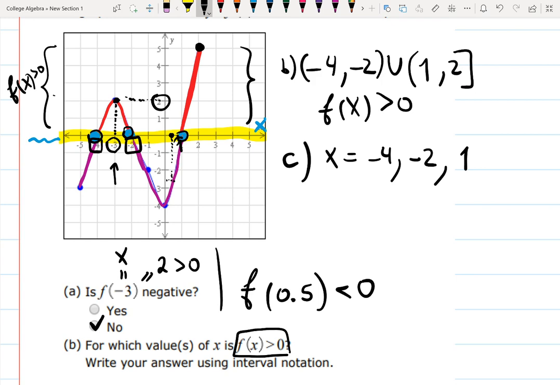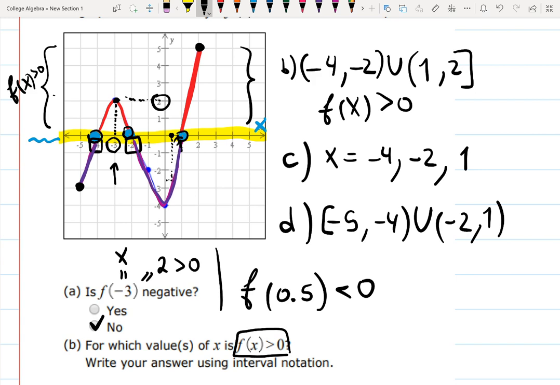And then I will do question D, where the function is negative. The negative is the purple color, whatever is happening below the x-axis. And now we just need to include the intervals we did not include before. So look at negative 5. I will start from negative 5 and I will include negative 5. Then there's a 0 at negative 4, so I'm not including it. Then from negative 2 to 1, not including them, and that's it.